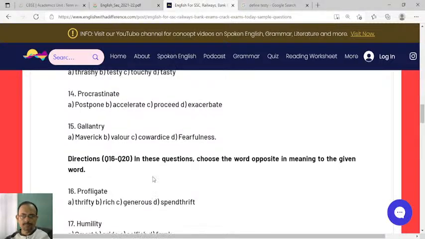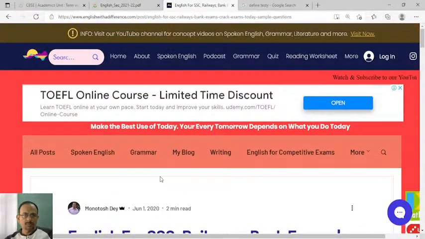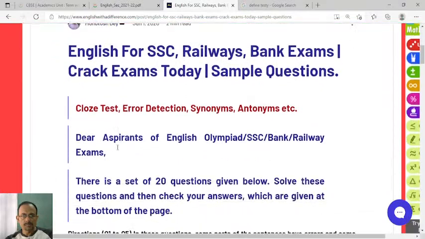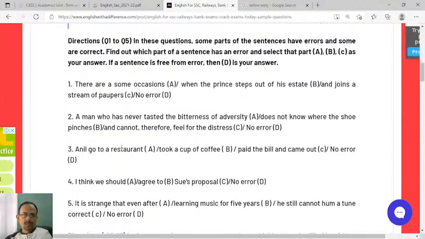In this question, question number 1, you will see that there are 4 parts given. Tell me in which part you feel there is an error. There are some occasions when the prince steps out of his estate and joins a stream of paupers, right? And no error. So, which part do you think there is an error? If there is no error, you have to write D. If you think there is an error, you write B, A, C. Whichever part you think there is an error, please text me so that I understand.